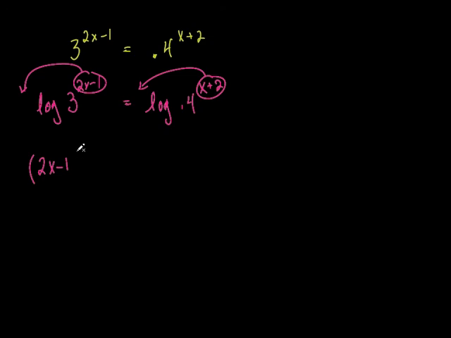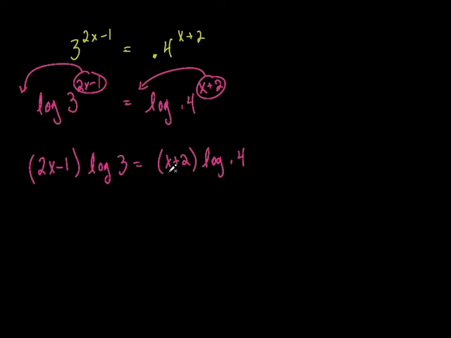Now I'm going to be careful with this 2x minus 1. Since it's a sum, I'm going to put it in parentheses, okay? Then it's just log 3 equals, going to do the same thing here. This is x plus 2, so I'll put that in parentheses since it's a sum, and I'll put log of 0.4. Now again, what are we trying to solve for? Trying to solve for x, aren't we? Trying to solve for x.